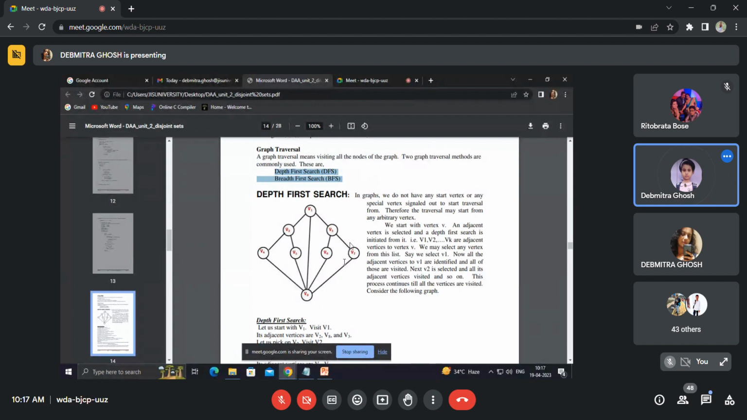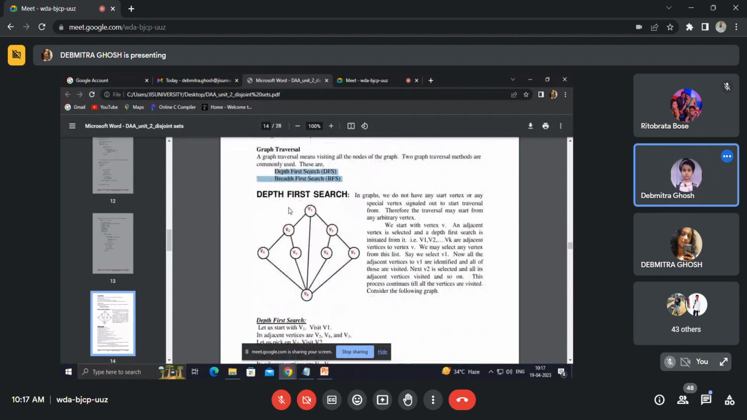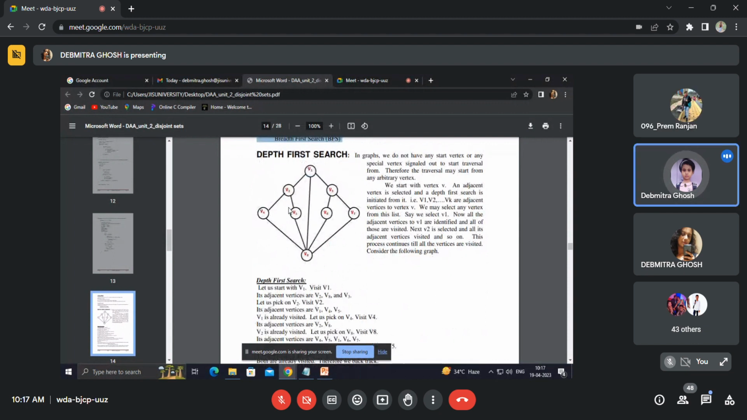Okay. Now how to do the depth first search? You are taking notes from this PDF. Are you all writing? If you're not writing, at least take a screenshot.